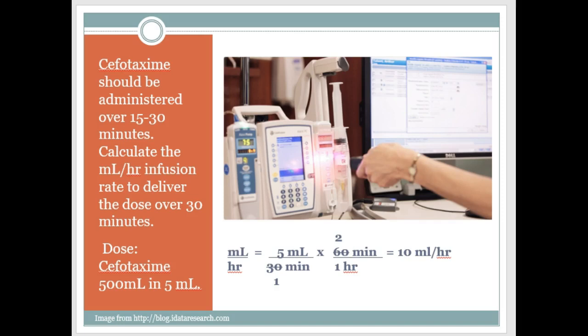If we're running at a rate of 10 milliliters per hour, in 30 minutes of time, 5 mils will have gone in, and that is our ordered dose. And then we will program on a flush at that same rate. And we'll practice this calculation with different time frames.